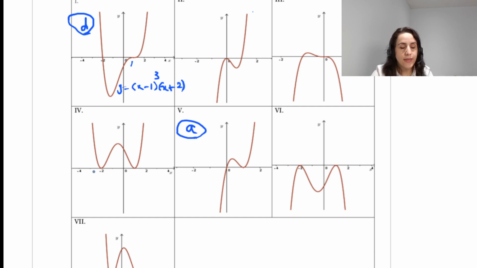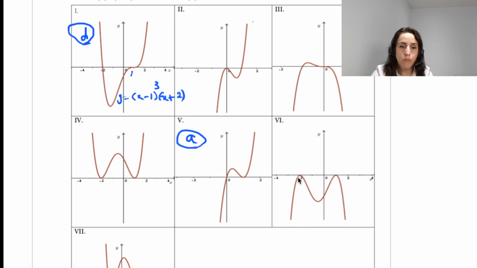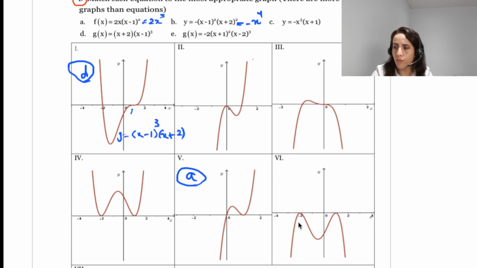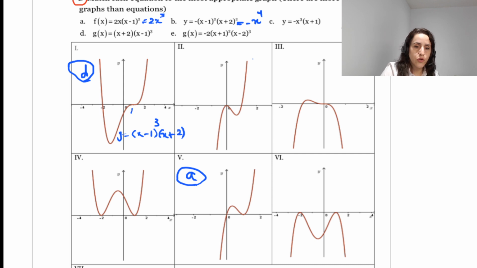Okay, 1 and negative 2, both of them bouncing points. Same thing, 1 and negative 2, both of them bouncing points. But when I'm checking, it's a negative leading coefficient. As it is a negative leading coefficient, it has to be open downward. Then I'm gonna choose this one for part B.